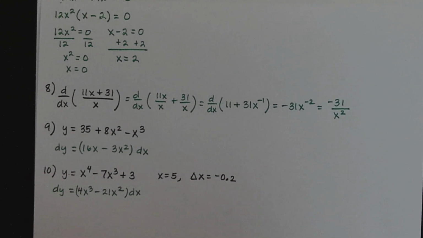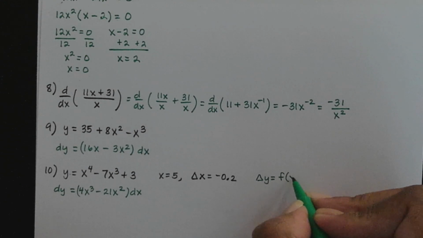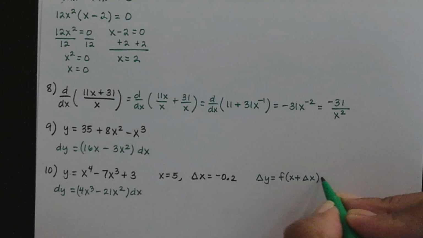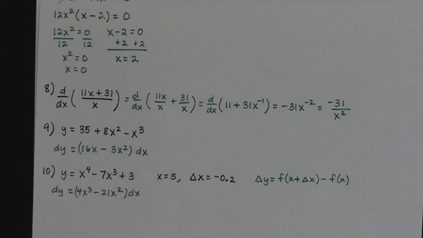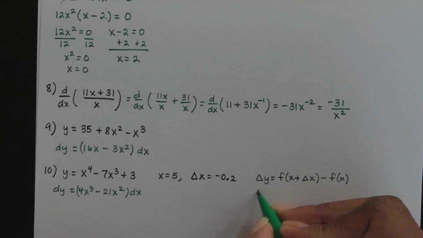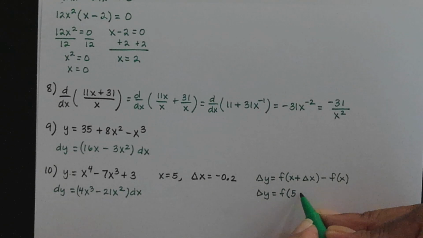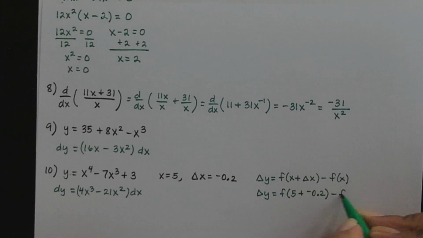And they also want us to find delta y. Well, delta y, of course, will be f of x plus delta x minus f of x. So you might need to look back at that section on differentials. I think it was section 2.5, or 2.6, I'm not sure. I think it was 2.6. So delta y would be f of, in this case, our x is 5, plus negative 0.2, which is delta x, minus f of 5.